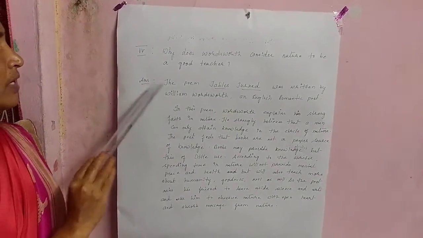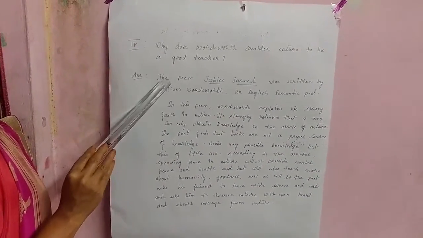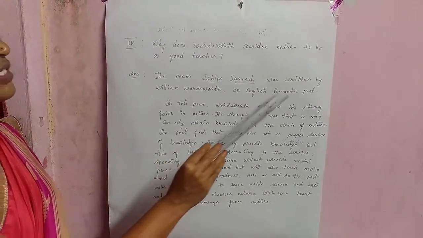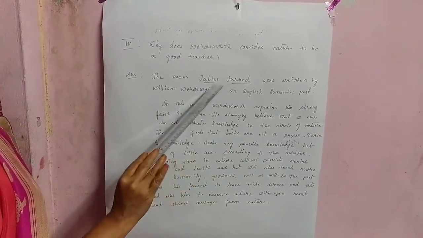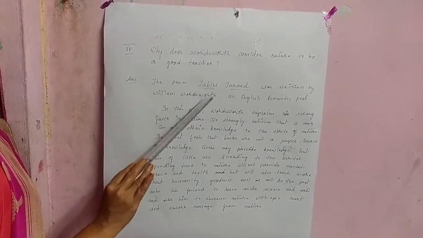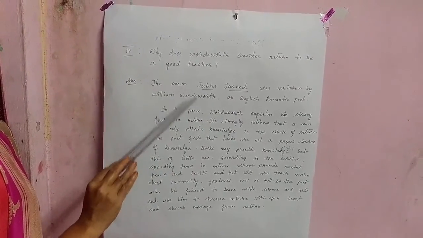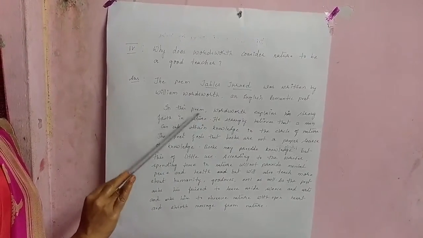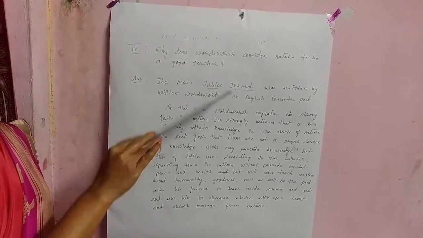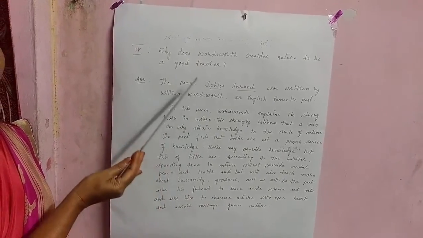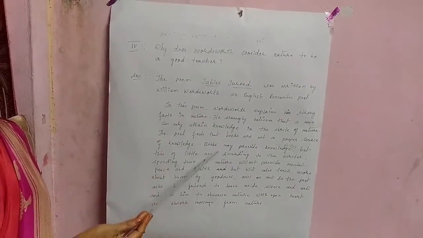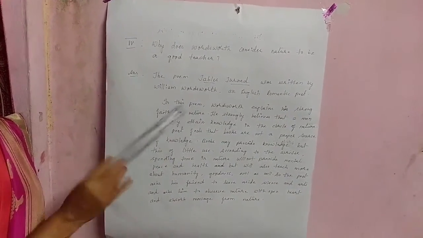So the answer is, in the first introduction part, the poem The Tables Turned was written by William Wordsworth, an English romantic poet. That's enough. Simply write the lesson name and the writer's name. You need not write more and more about the writer. I am repeatedly telling you that no extra mark is allotted for the writer's information. So you should concentrate more on the direct answer, what answer is needed. That answer you should give. Then only marks will be given.